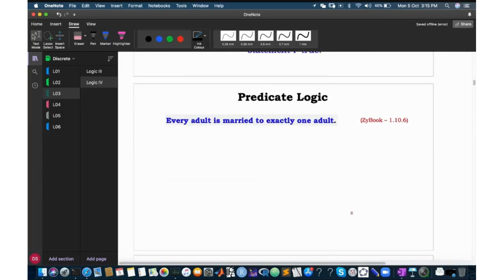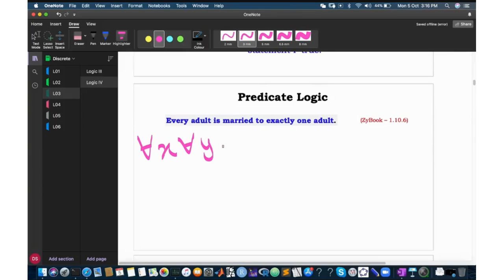Okay, here is a statement. Every adult is married to exactly one adult. How do we write it? For all m and for all w, p of m, w. So for all x, let's use x. For all x, what? And for all y. For all y. Are you sure? Let's say for all y.